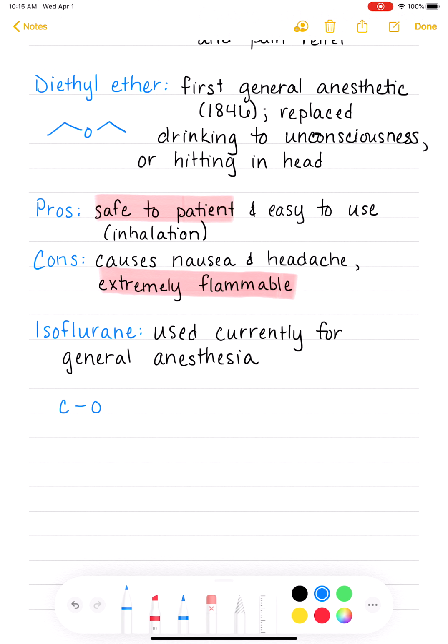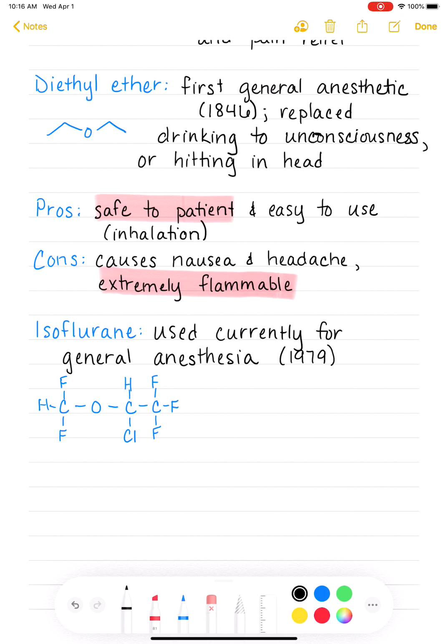So it has the ether functional group. The carbon on the left of my drawing has 1 hydrogen and 2 fluorines. The carbon on the right has 1 hydrogen and 1 chlorine, and then another carbon which has 3 fluorines. So it's a little bit bigger than diethyl ether, but not by a lot, and it has a lot of halogens on it. This was first used in 1979, so it's been around a while, but it's relatively new.